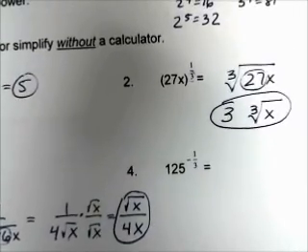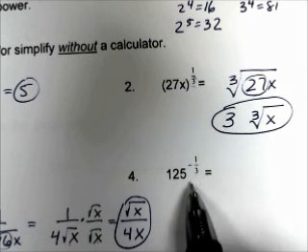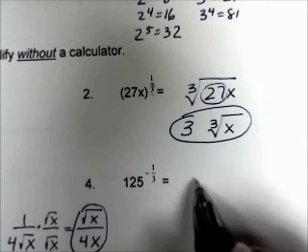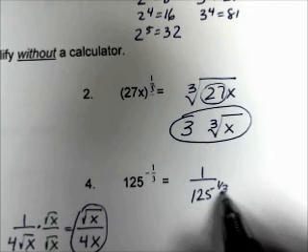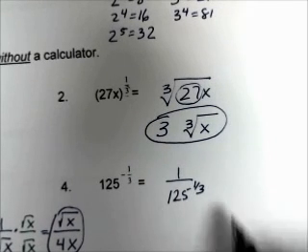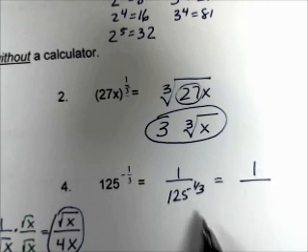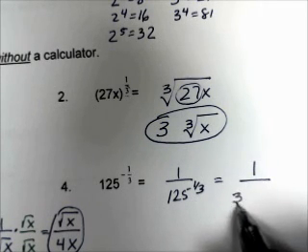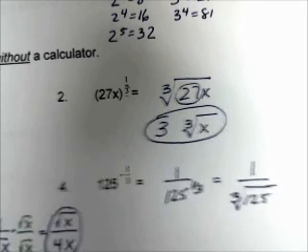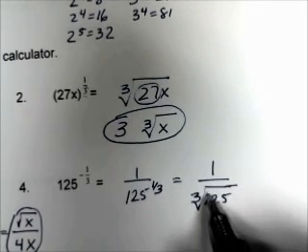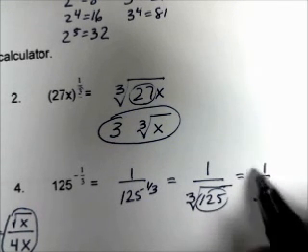Number 4, 125 raised to the negative 1/3. All right, take care of the negative first. This would be equivalent to 1 over 125 raised to the positive 1/3. 1 over 125 raised to the 1/3 is equivalent to the cube root of 125, and the cube root of 125 is 5. So our answer is 1 over 5, or 1/5.